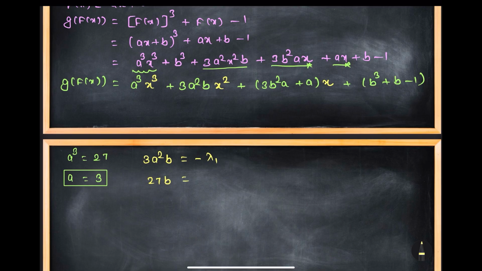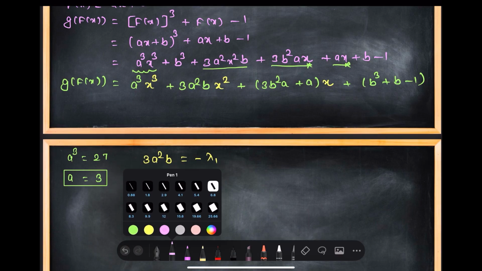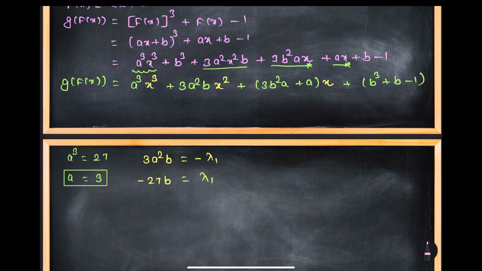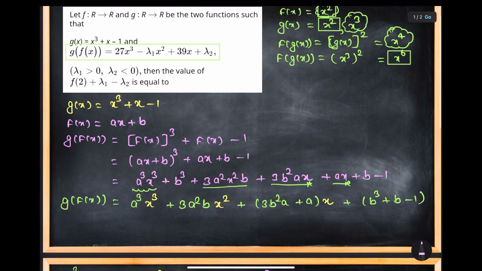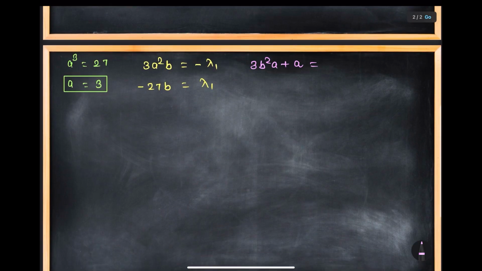We don't know who b is. So λ1 will be −27b. We will find out the value of b or λ1 so that we can get the result done. So we will wait for the time being. Now let's move on to the coefficient of x. According to us, the coefficient of x is 3b²a + a. According to them, the coefficient of x is 39.